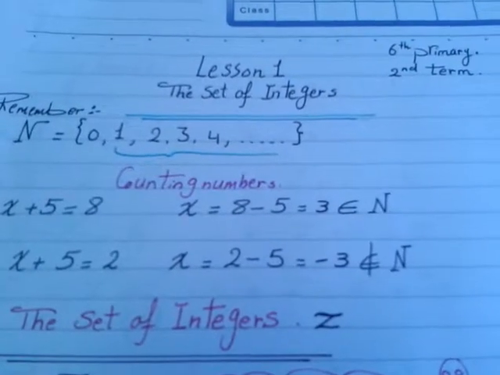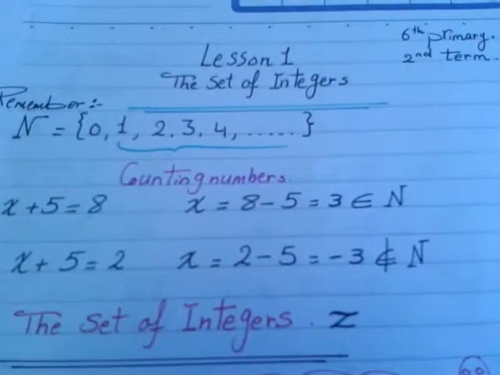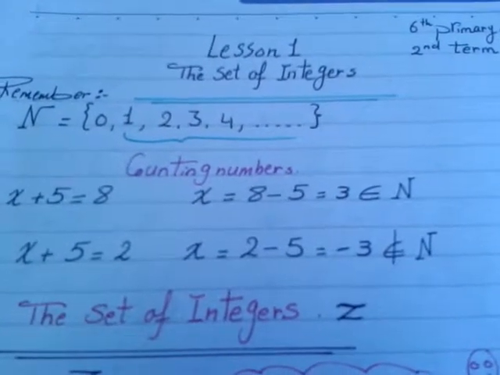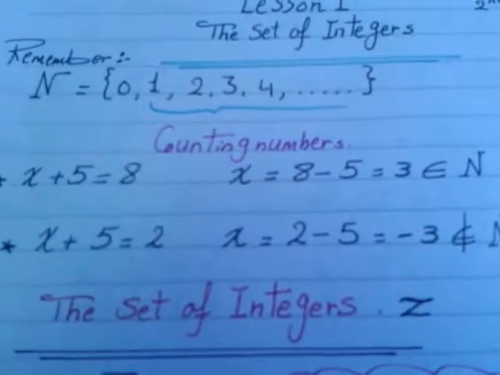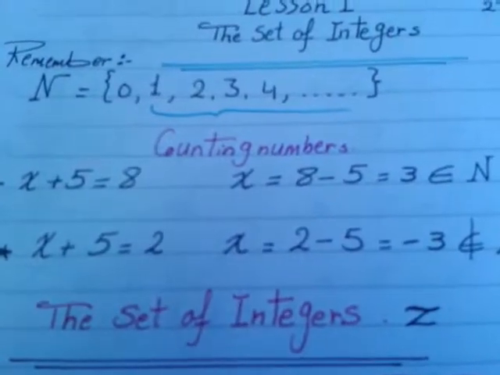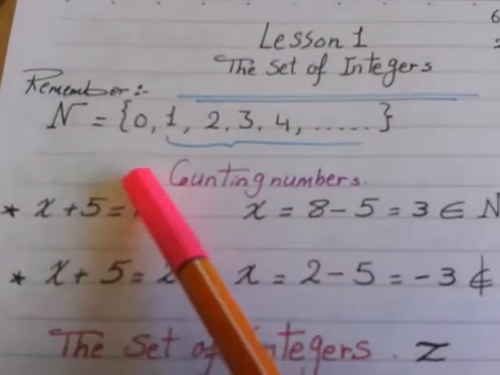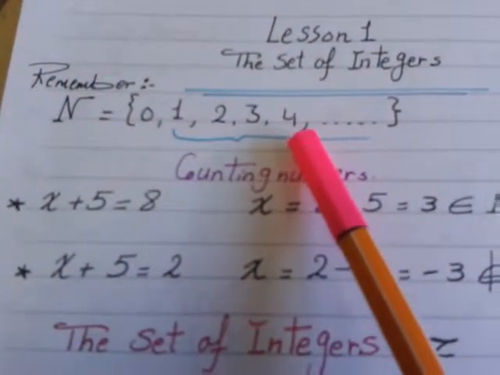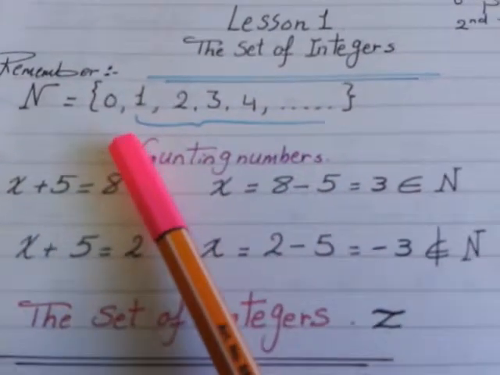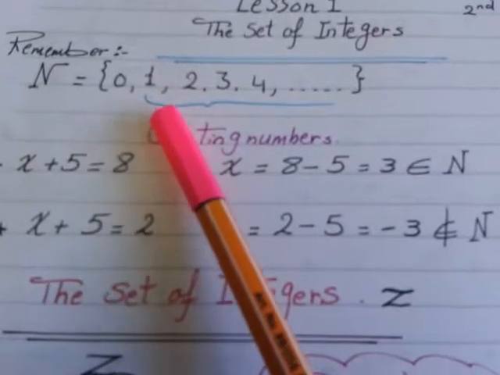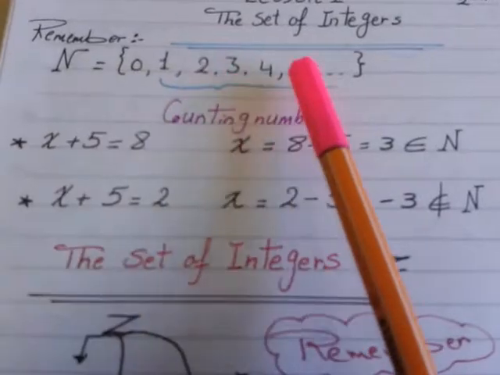Lesson 1 today is the set of integers. This kind of set refers to a new set of numbers, like N. Do you remember N? In primary 5, we passed through set N. Set N consists of 0, 1, 2, 3, 4, and we said that it is 0 union the counting numbers. Do you remember the counting numbers? The counting numbers start from 1, 2, 3, 4, 5, 6, and so on. So N was 0 union the counting numbers.